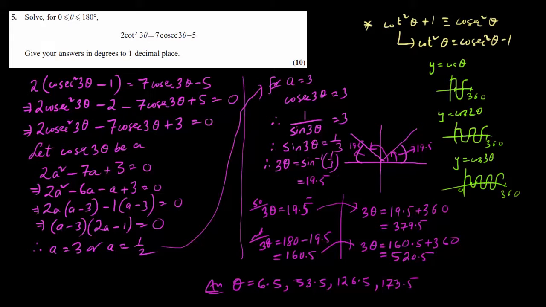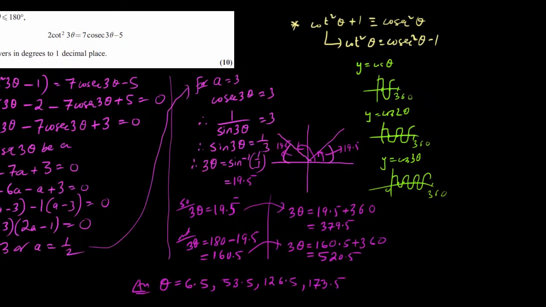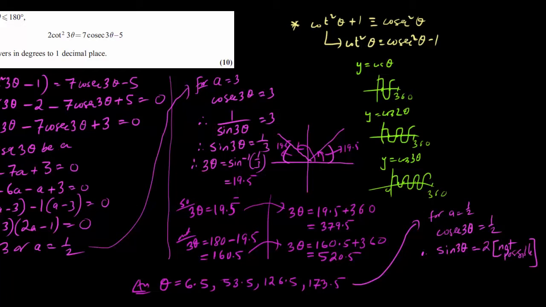Now remember, there is one more value of a, which is half, but this will not really work. For a equals half, we can write cosec 3 theta equals half. So the reciprocal of cosec is sine 3 theta. That makes it 2, and it is not possible because the maximum value of sine theta can be 1. So this is not possible. So the answer is going to be 6.5 degrees, 53.5 degrees, 126.5 degrees, and 173.5 degrees.